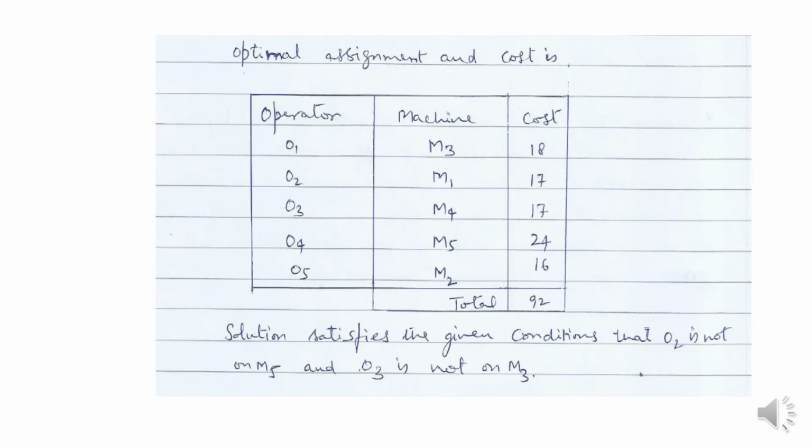So the optimal assignment and cost is: O1 gets M3 and cost is 18, O2 gets M1, cost is 17, O3 gets M4, cost is 17, O4 gets M5, cost is 24, O5 gets M2, cost is 16, and total cost is 92. The solution satisfies the given conditions that O2 is not on M5 and O3 is not on M3. Thank you.